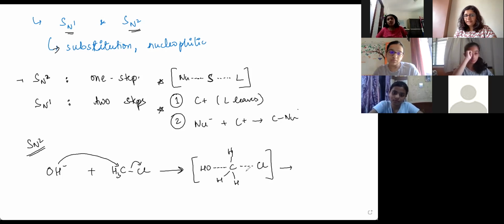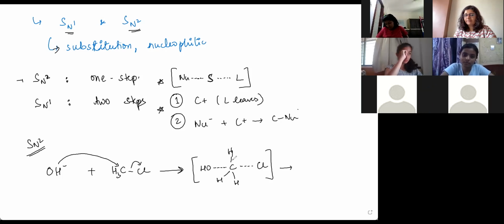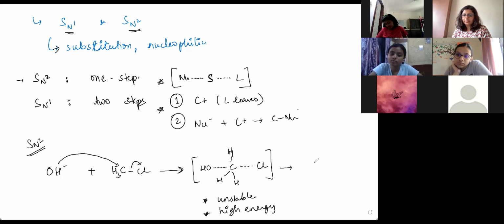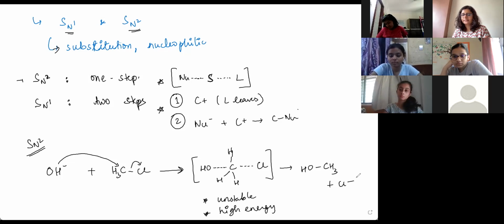And this is extremely unstable because you can see that carbon is having to hold 5 bonds, but carbon's valency is only 4. So this is a high energy state, which is why immediately after, it breaks down and the substitution happens. You have CH3OH forming completely, and Cl minus leaves. So in this single step reaction, how many reactants are involved? That's what it means: two species involved in the rate determining step.